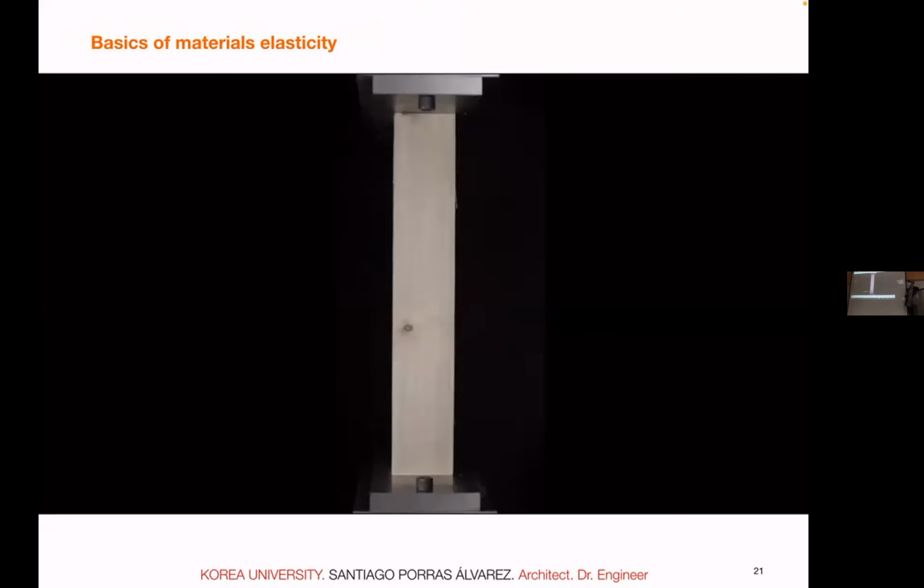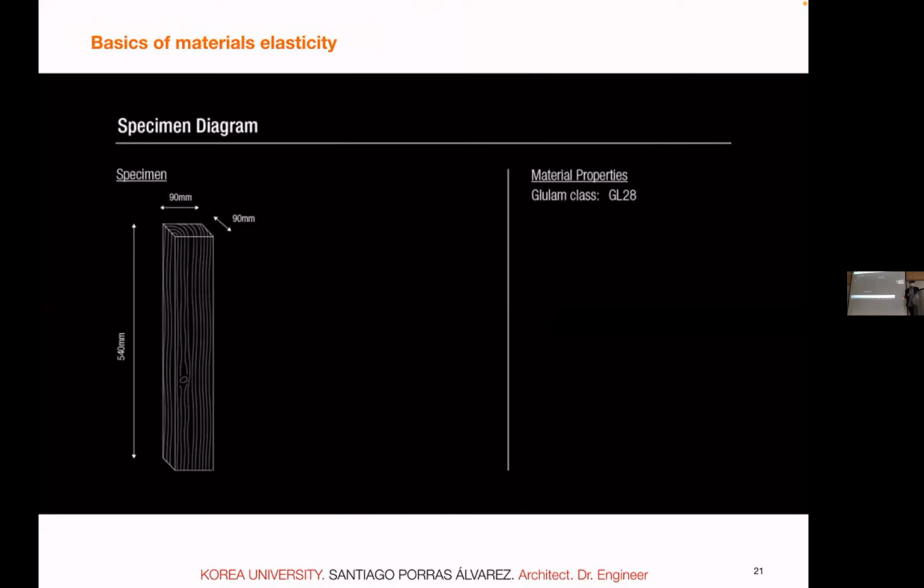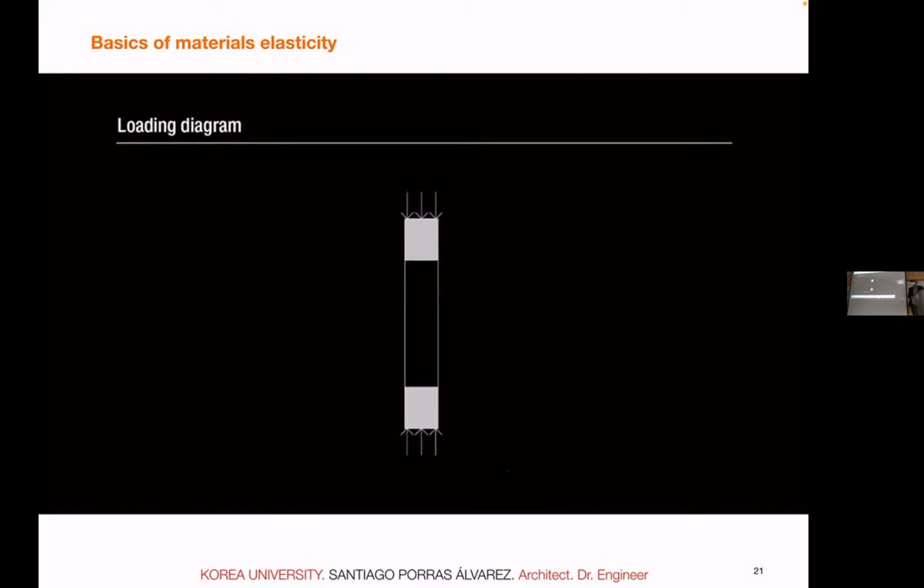This video shows a standard test on a timber specimen. You see, this is parallel to the grain, softwood, fine grade. It has this type of imperfection, but clearly not a standard test, the European test for the characterization of the timber. The specimen is made of glulam GL28. The loading diagram shows a compressive force evenly applied to both ends of the specimen.